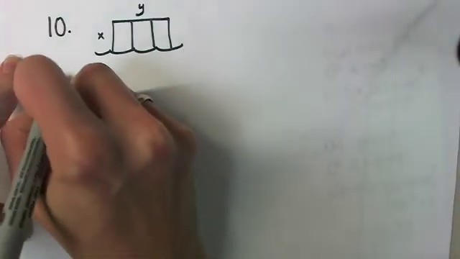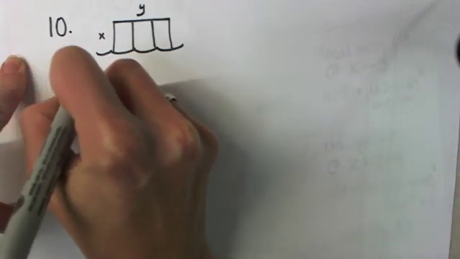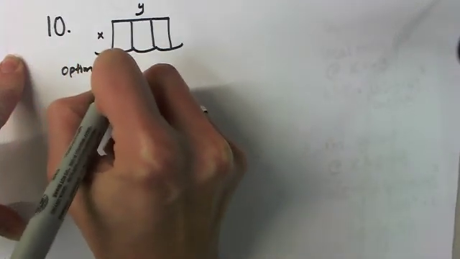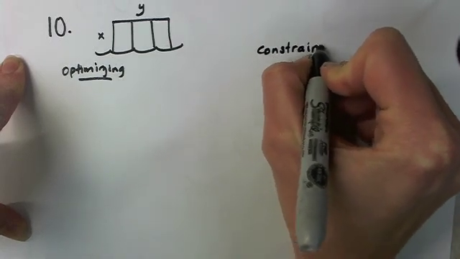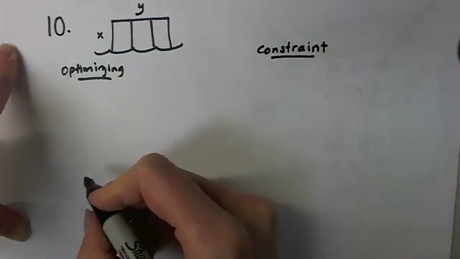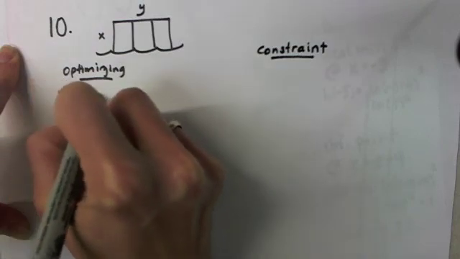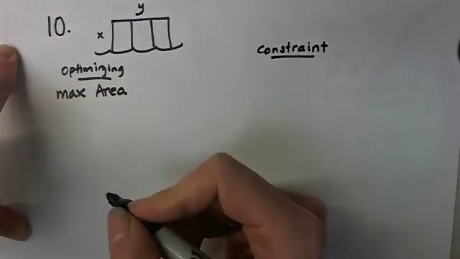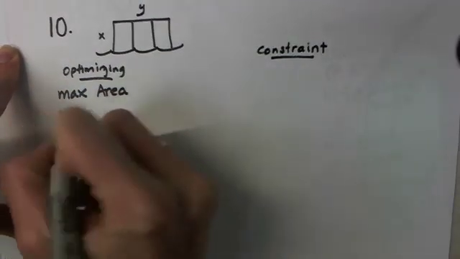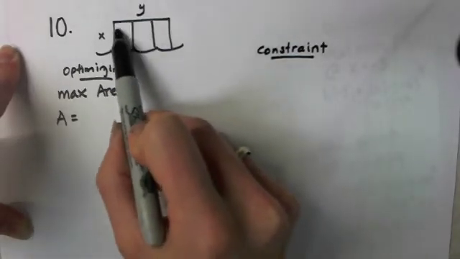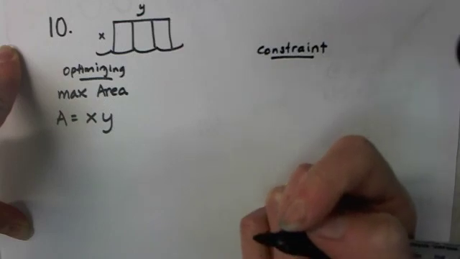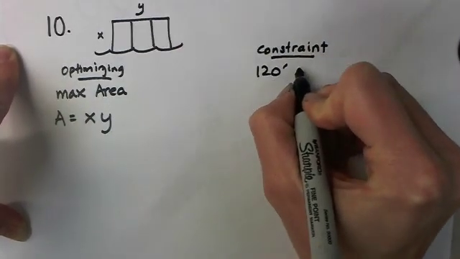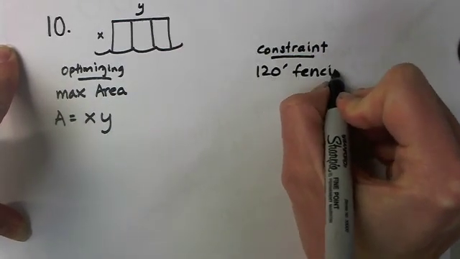So what are we optimizing? And what is our constraint? Okay, so we want to maximize the area. So the area in terms of x and y is just the area of this rectangle, which is just x times y. Our constraint is that we only have 120 feet of fencing.